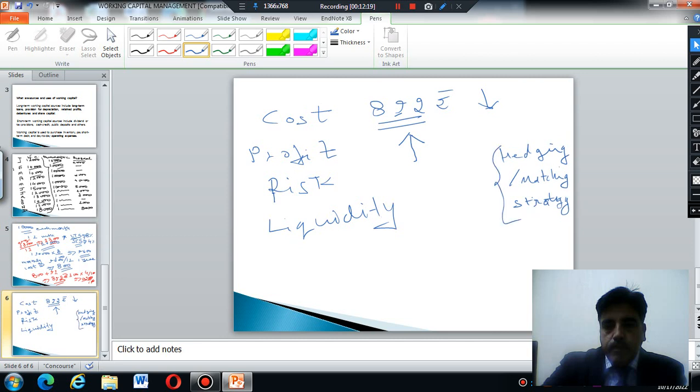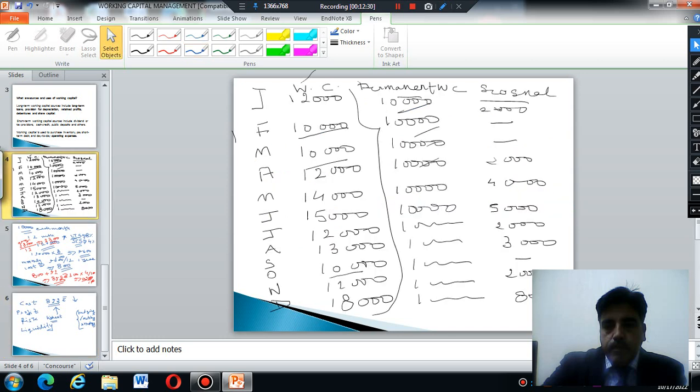What will be the impact on the risk? The risk will be highest. Why will it be highest? Because we are paying attention to maintaining the lowest among all the months, 10,000, 10,000, 10,000, and we make it a permanent requirement of the working capital. The permanent requirement of the working capital we have taken is 10,000. That is why here it will be the highest risk involved. Why? Because of this seasonal working requirement.